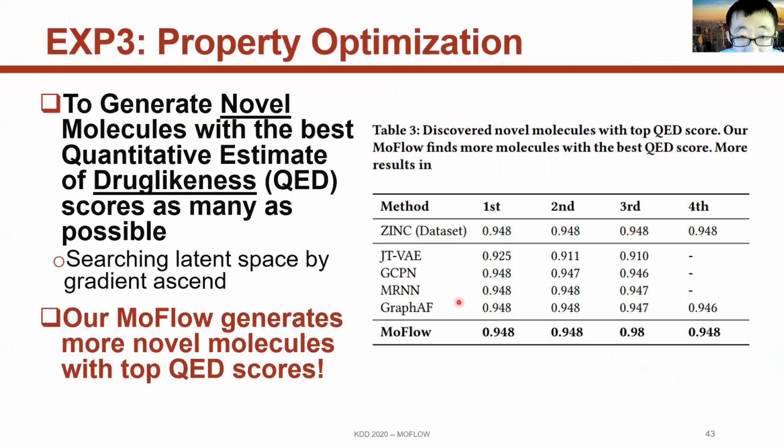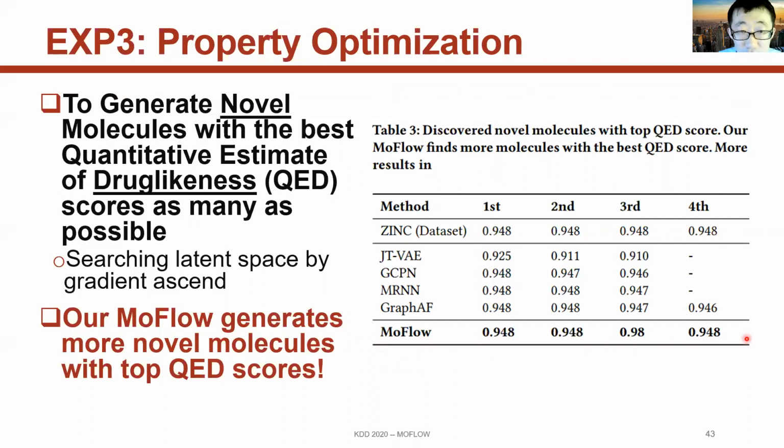We can see the best performance by the VAE and autoregressive plus reinforcement learning methods. They can only generate two molecules with the best 0.948 QED score. However, we can see our MoFlow generates more novel molecules with the top QED scores.